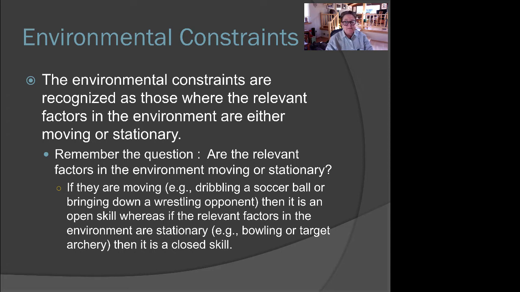Stationary skill examples would be bowling because the pins are stationary, the ball is in the control of the performer. And another example would be target archery. Again, the target is stationary. The relevant factors in the environment are stationary.